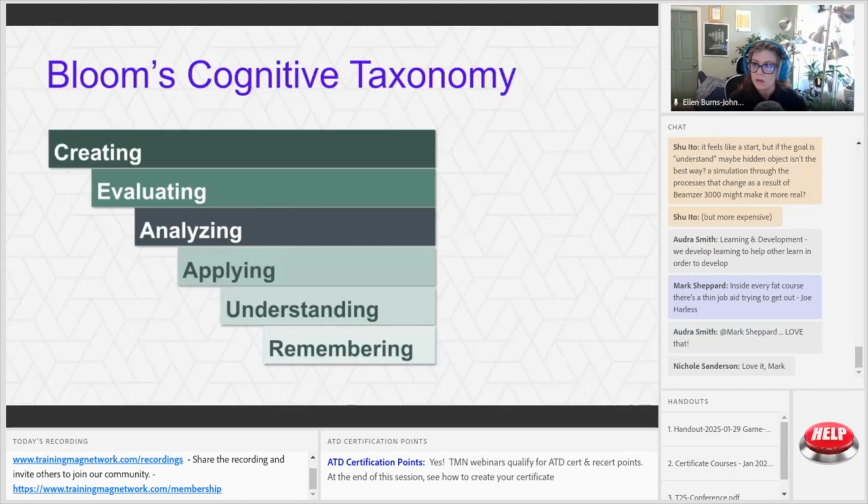Okay. So we already know this, I think, pretty well, but just as a reminder, the way that we're thinking about this, and again, this is just a model: the bottom of the pyramid, which is kind of a step here, is the less complex thinking, and the top is more complex thinking.